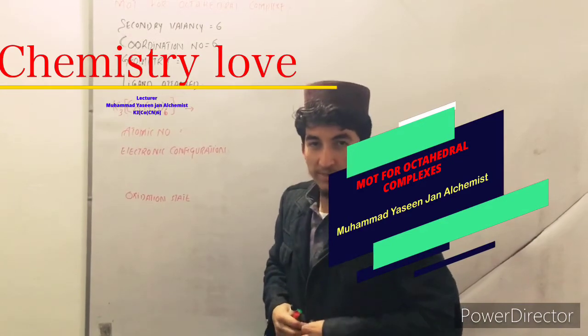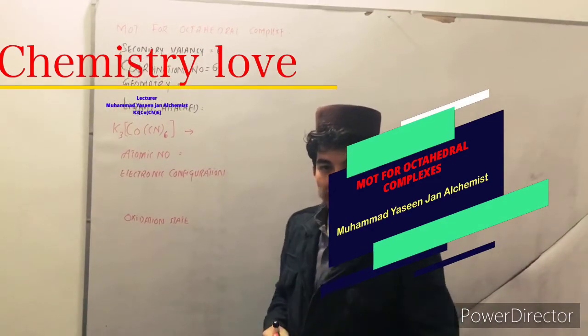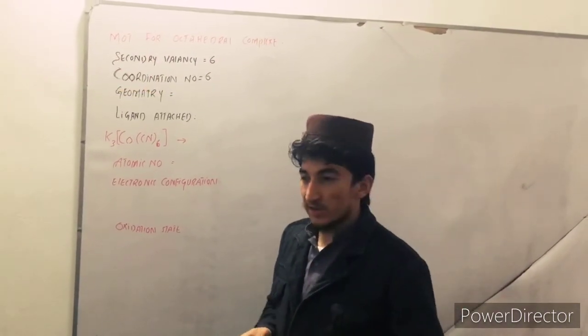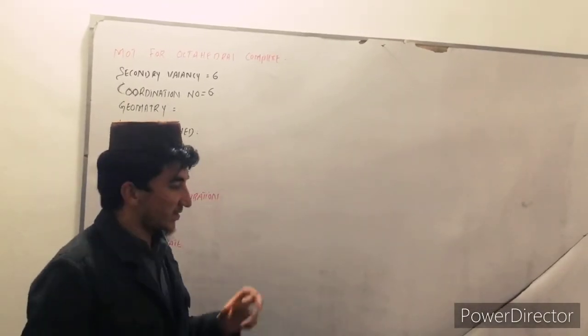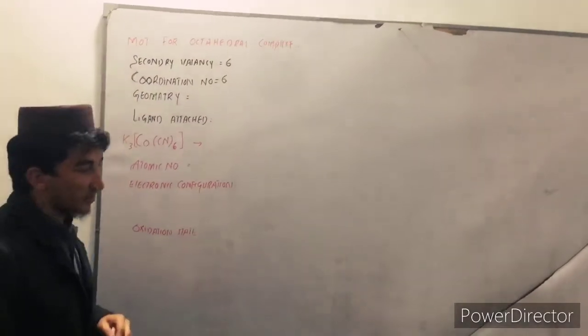Today we are going to talk about a very interesting topic, that is the molecular orbital theory for octahedral complexes. We will explain different examples, but in this lecture we will discuss only one example of the strong ligand.